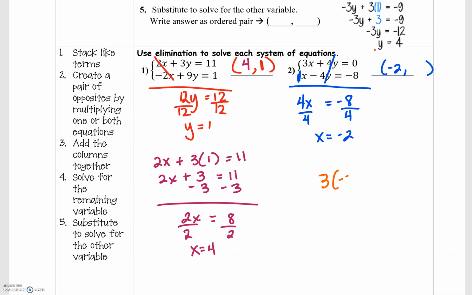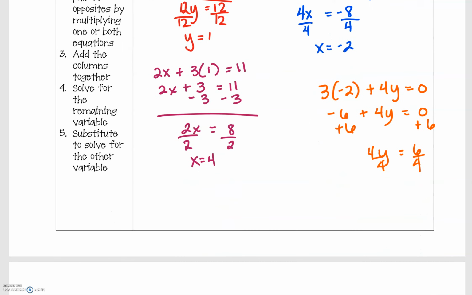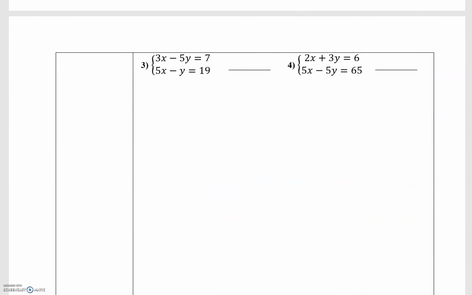Let's do 3 times negative 2 plus 4y equals 0. That's negative 6. And we're going to add 6. And 4y is equal to 6 when we divide by 4. That's when we get either 3/2 or 1.5. It doesn't matter if you write it as a fraction or a decimal. Okay, a couple more to try.